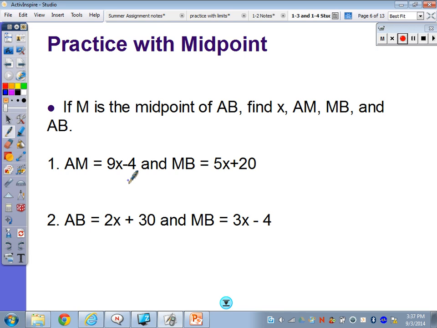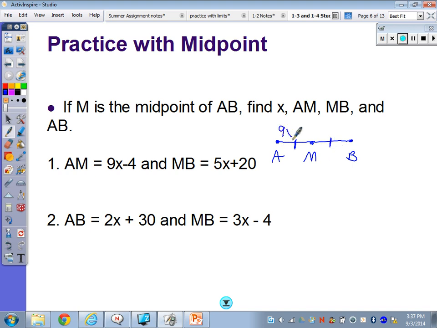So we're going to do a few practices with midpoint. If M is the midpoint of AB, find X, AM, MB, and AB. It always helps to draw a picture. So I'm going to draw a segment AB, and I'm going to put M in the middle of it. And I'm going to show the tick marks so that I get used to it. And then I'm going to label my picture.